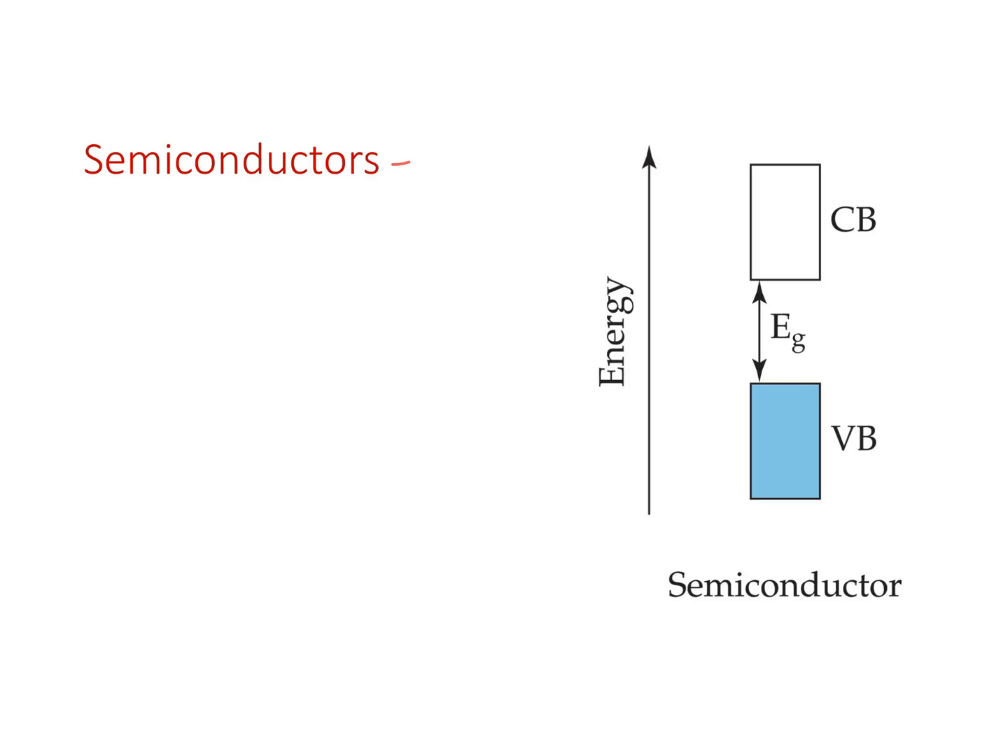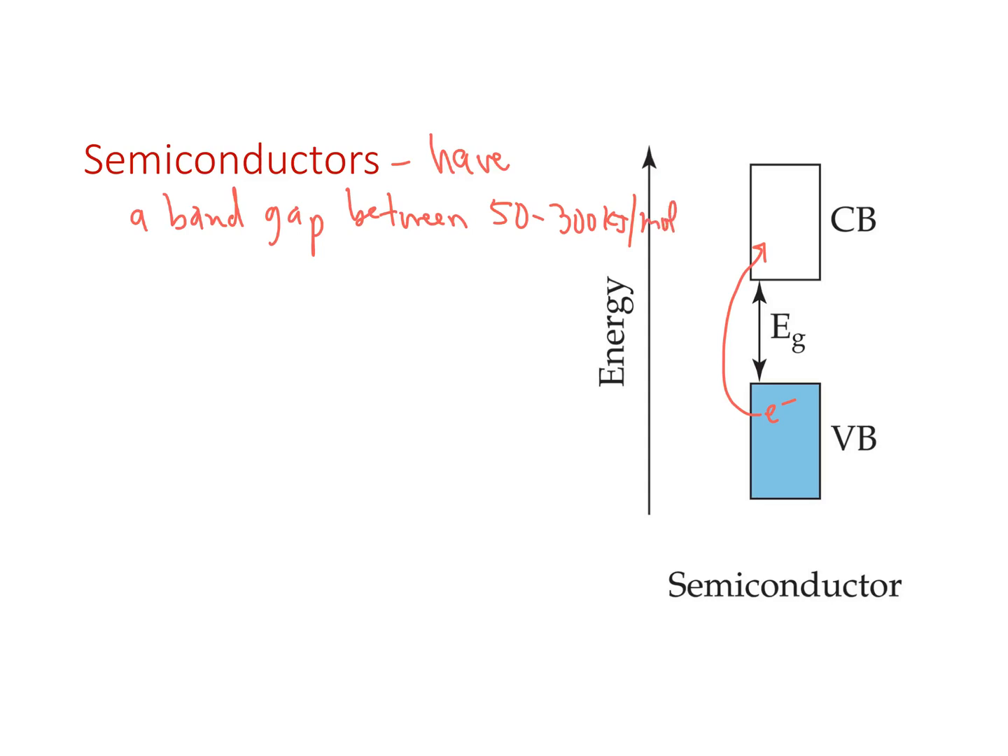We can come up with enough energy now to promote that electron from the valence band and move it up into the conduction band because semiconductors have a smaller band gap. They have a band gap between 50 and 300 kilojoules per mole.